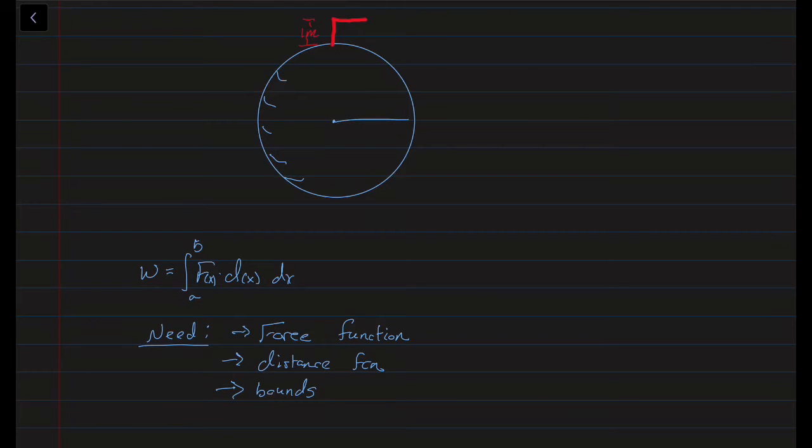Looking at our sphere, we know that it has a radius of 4 meters. Now, we're going to need axes here because we need some coordinates to actually integrate with. So let's make the center of the sphere our x-axis, and we'll make the y-axis go right through the center.